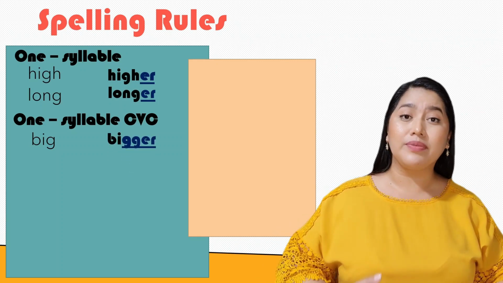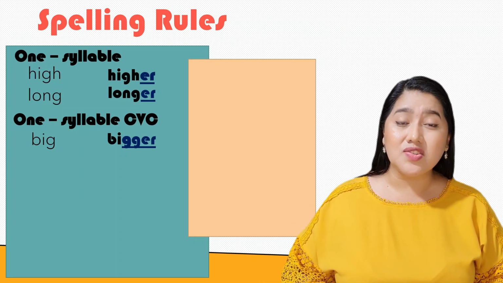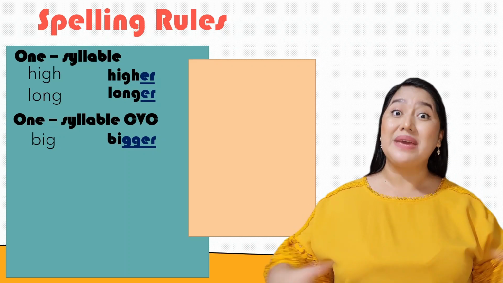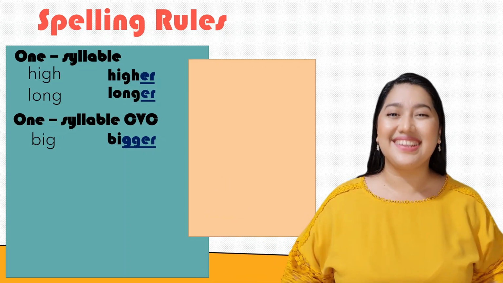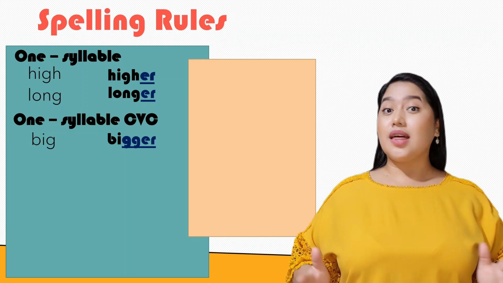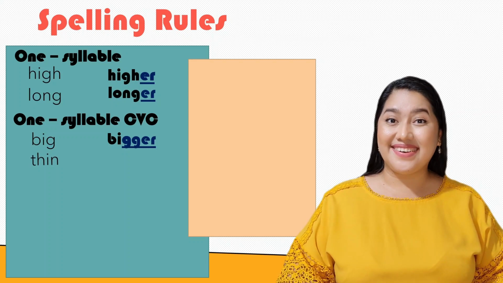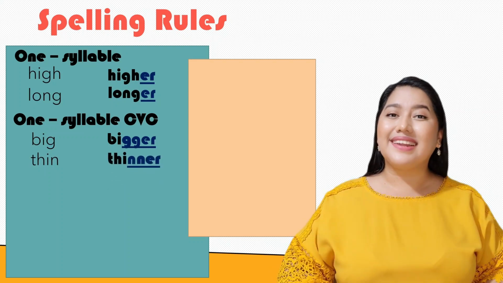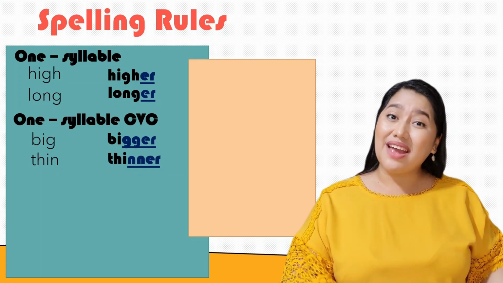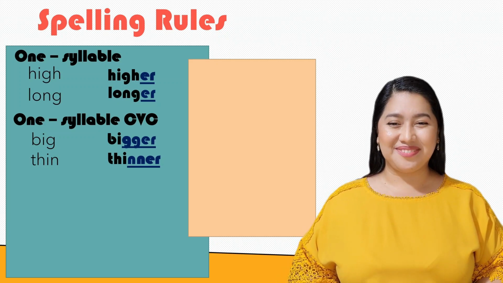So what happened? In written English, well, we double the last consonant. So big becomes bigger. Let's see another example here. Now we have thin, and thin becomes thinner. So can you see we double the last consonant and then we add er. Yes? Now let's see the next point here.